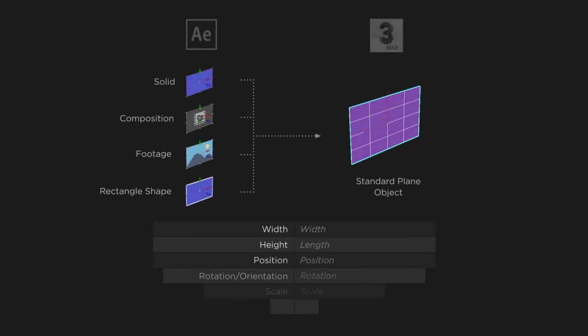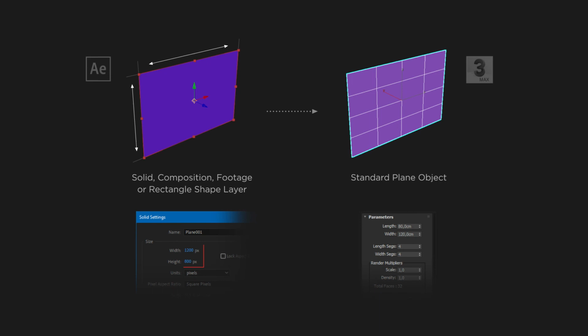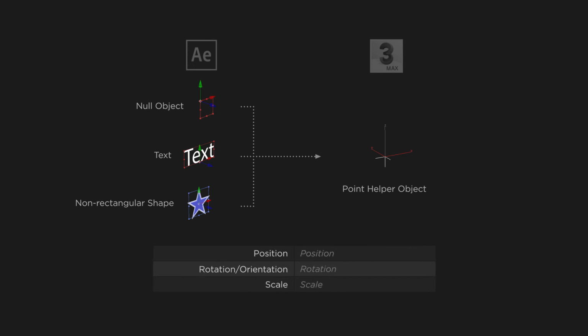When exporting solid, composition, any footage or rectangle shape layer with size property, a standard plane object will be created. Its size will depend on the resolution of the layer and the global scale value. When exporting null, text or any other shape layer except a rectangle, a standard point helper object will be created.